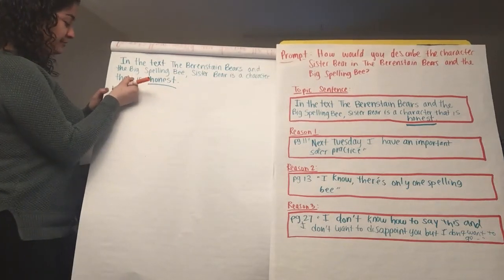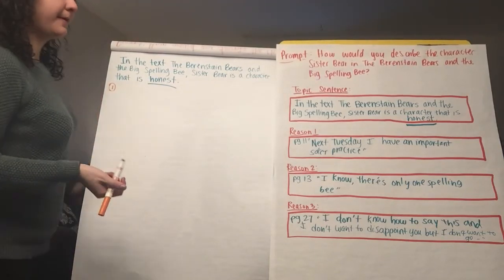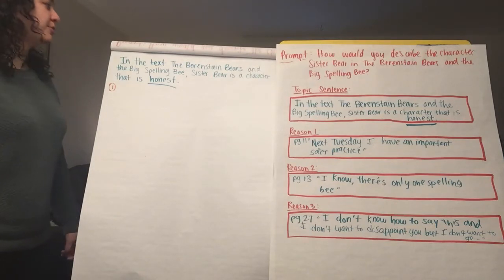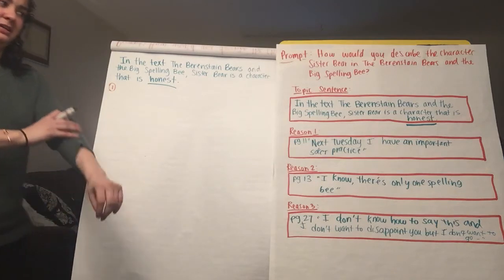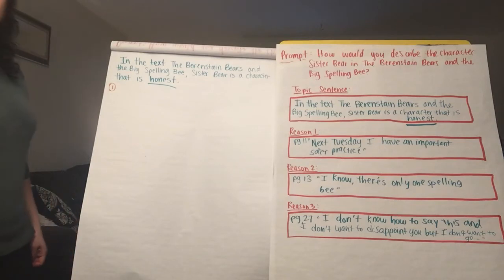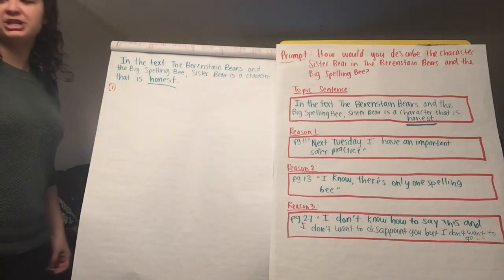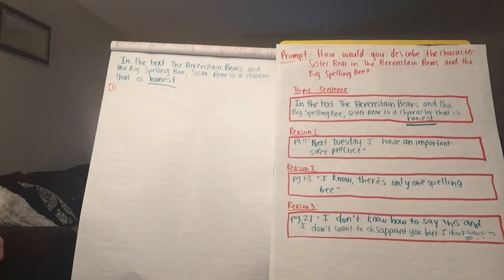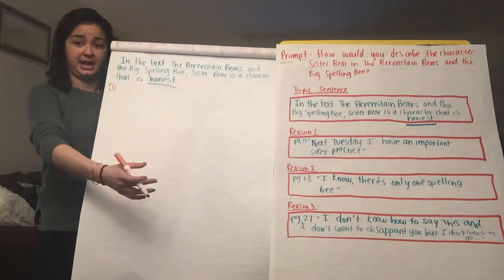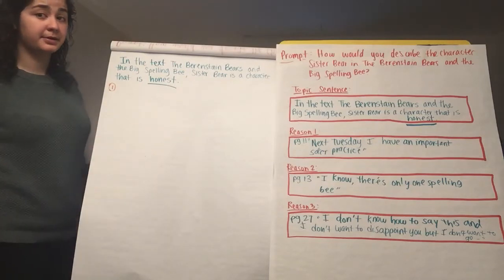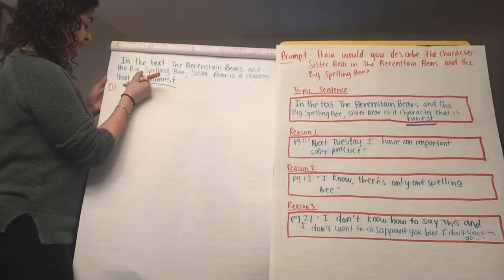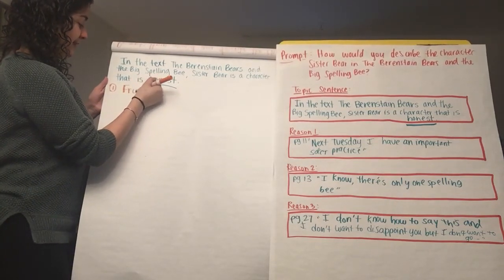Okay, as I go into my reason 1, I wrote, next Tuesday I have an important soccer practice. How does that show how Sister Bear is being honest? She says that to her teacher. She wants her teacher to know that she's worried because she's afraid she might not get to do both. So, when I start off, I could say first, I could think about how this story goes beginning, middle, and end, and I could say from the beginning, okay? So that's the one I'm going to choose for today. You're going to choose which one you want. First or from the beginning? From the beginning.